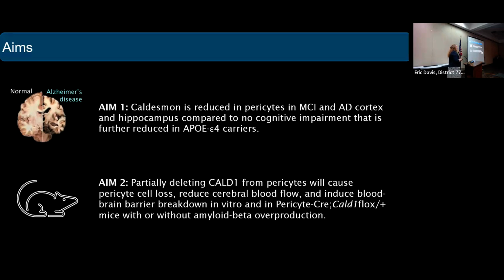And then the second is functionally what happens. So we want to make a mouse that has reduced caldesmin in pericytes and determine the functional consequence of that on both pericyte contractility and also blood-brain barrier integrity.